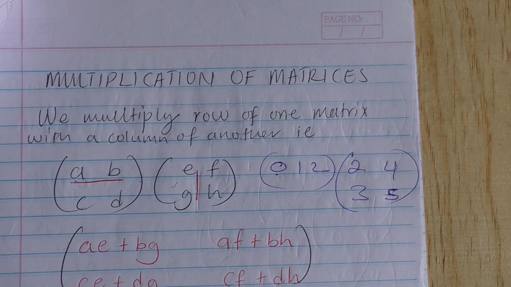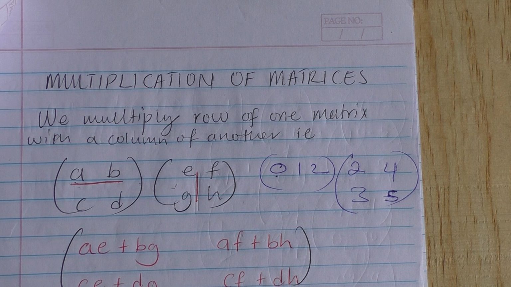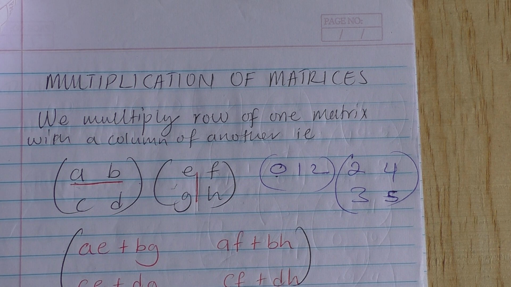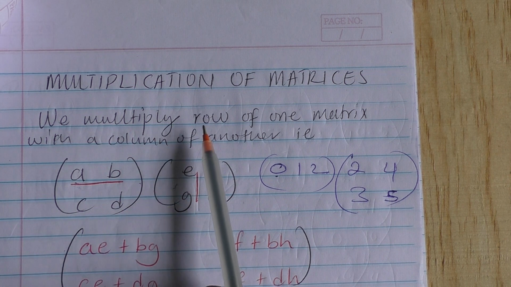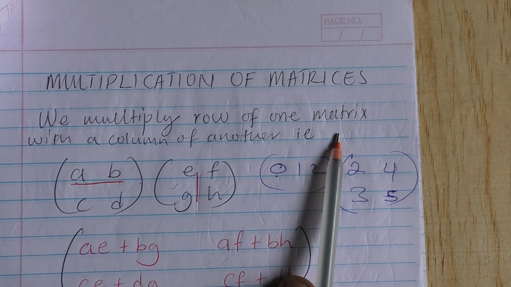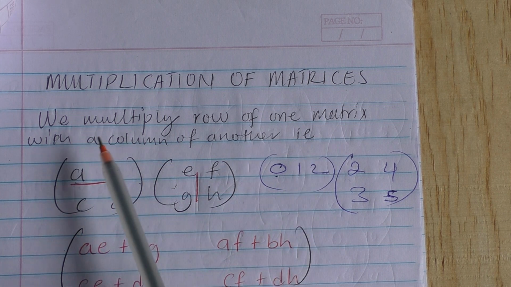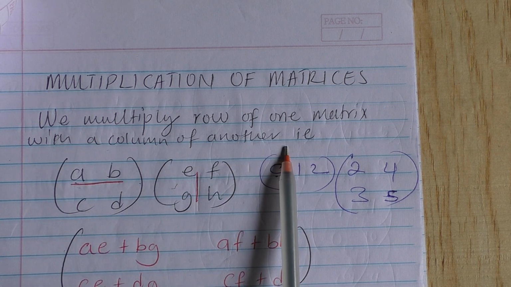Today we are looking at the multiplication of matrices. We multiply matrices considering rows and columns. So we shall multiply a row of the first matrix with the column of another.